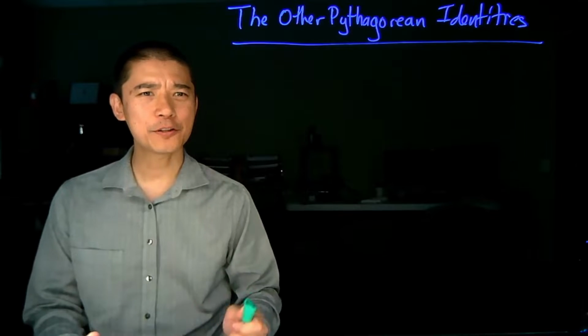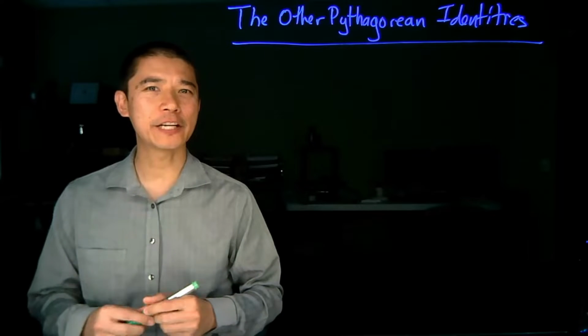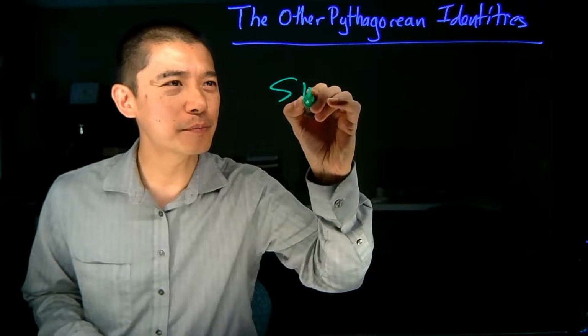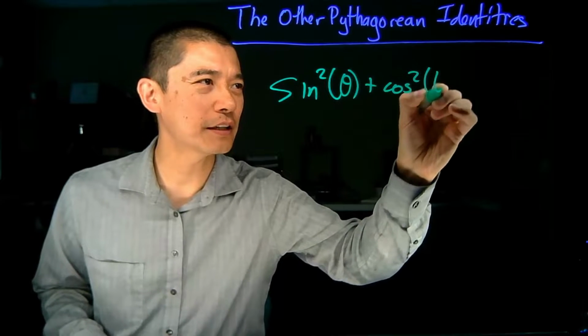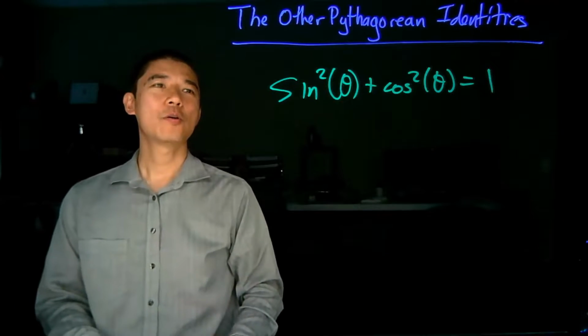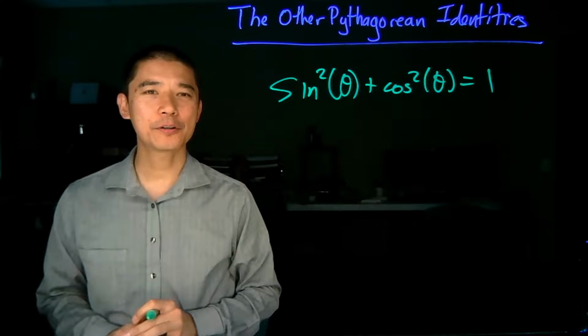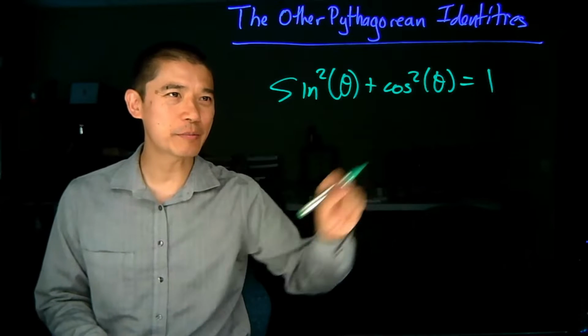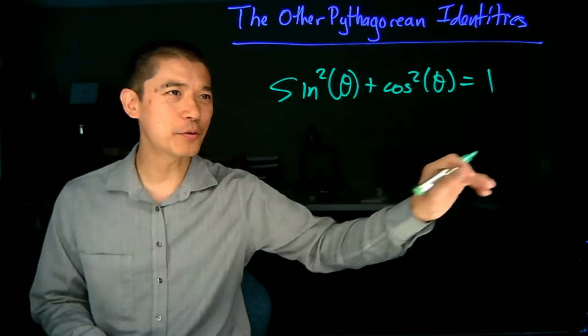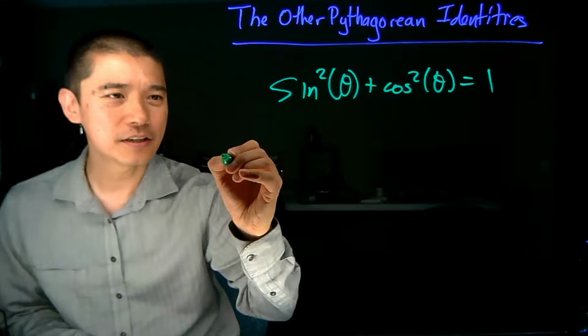It turns out with all these additional functions, we get additional Pythagorean identities. So first of all, the basic Pythagorean identity: sine squared theta plus cosine squared theta is equal to 1. We're going to use this to derive two more. And the way we're going to derive those things is we're going to divide the whole thing by sine squared theta and then divide the whole thing by cosine squared theta. So let's do the first one here.